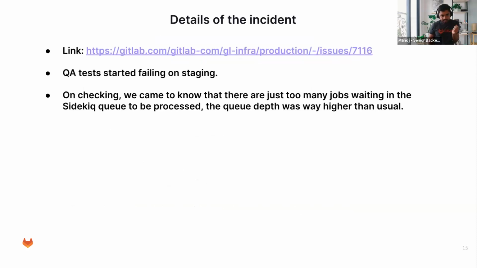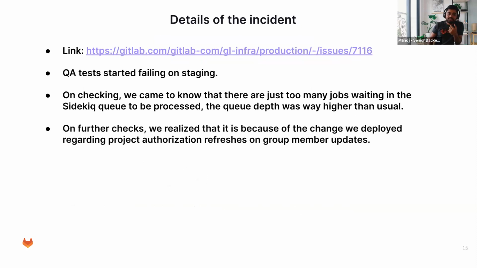What happened during the incident is the QA tests started failing. On checking that, we came to know that too many jobs were waiting in the queue, and the queue depth was increasing. It was higher than usual. And we realized that it is because of the changes we deployed for group member updates.